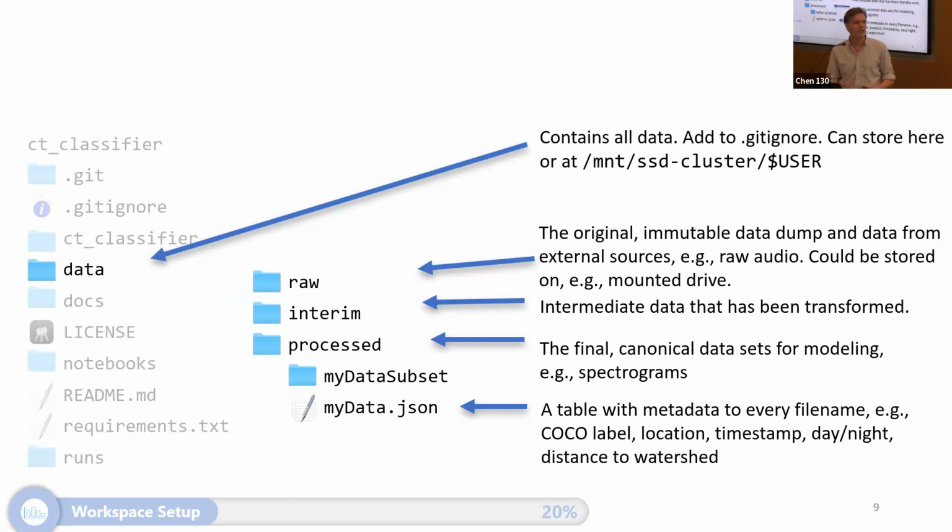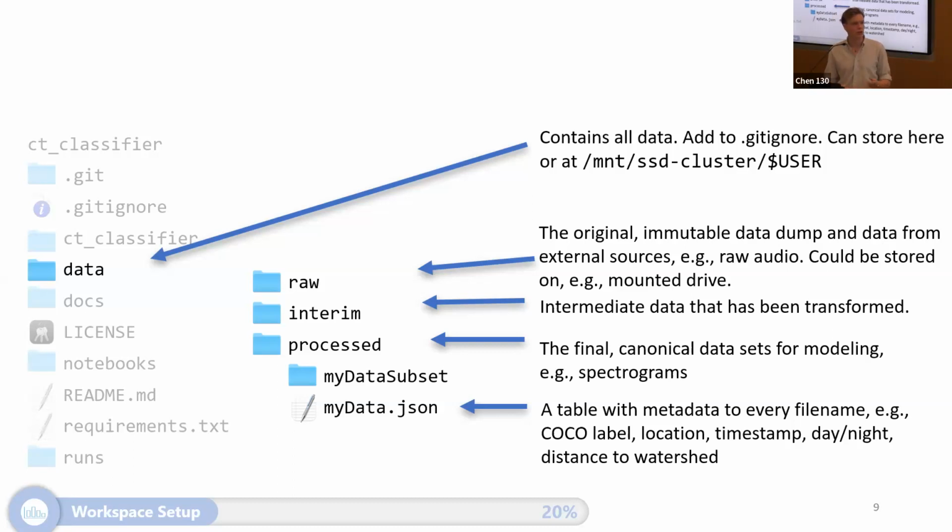And then you start processing the data, maybe changing file names, folder names, maybe extracting things like a spectrogram from audio files. Those go into the interim folder. And then lastly, the processed folder contains data formatted exactly in the way that your machine learning model wants to see the data. So in that processed folder, I like to have one folder that is the subset of the data.